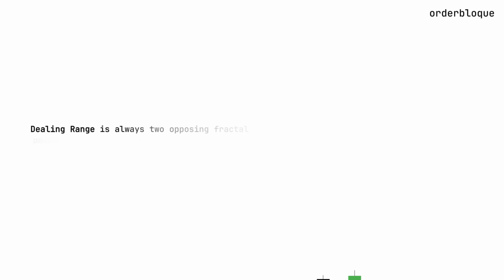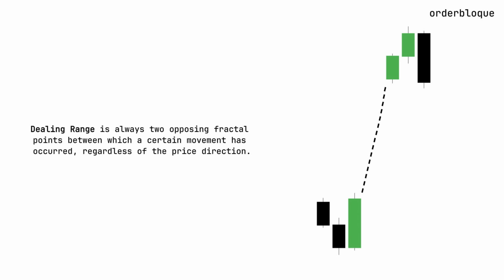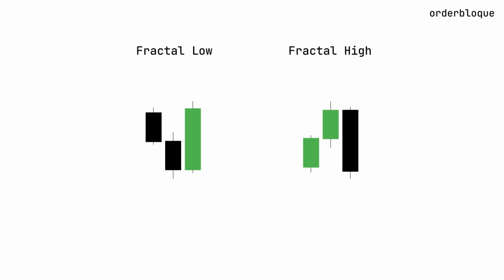In the end, the basic definition of a dealing range is always two opposing fractal points between which a certain movement has occurred, regardless of the price direction. For those unfamiliar with the terms fractal low and high, I'll quickly explain. A fractal low is a pattern where the low of the second candle is lower than the lows of the first and third candles. A fractal high, on the other hand, is the opposite three-candle pattern, where the middle candle has the highest high compared to the adjacent candles.